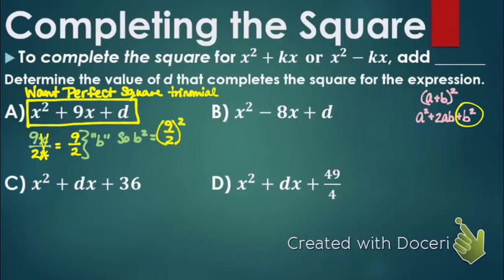What is 9 over 2 squared? 81 over what? 4. Over 4. So this is what I would need the value for D to be in order for this to be a perfect square trinomial.